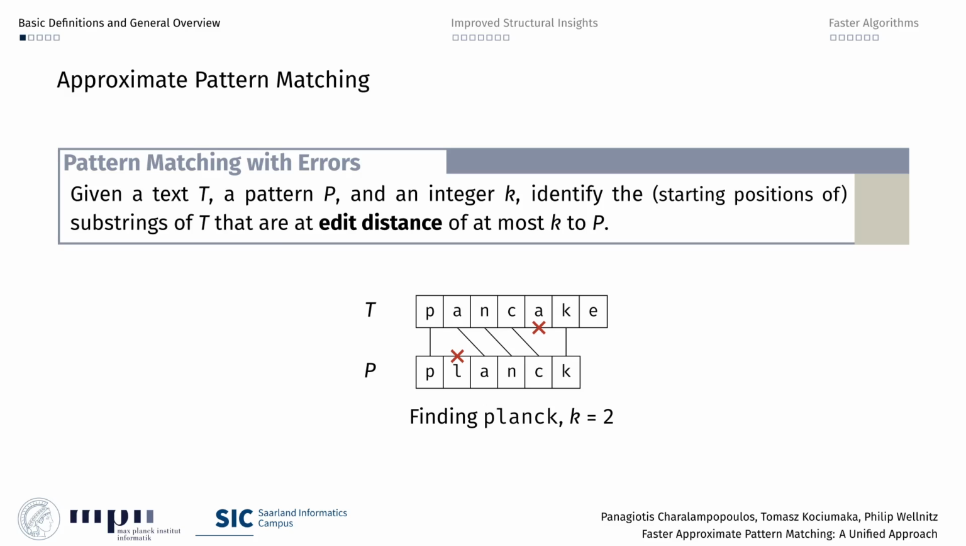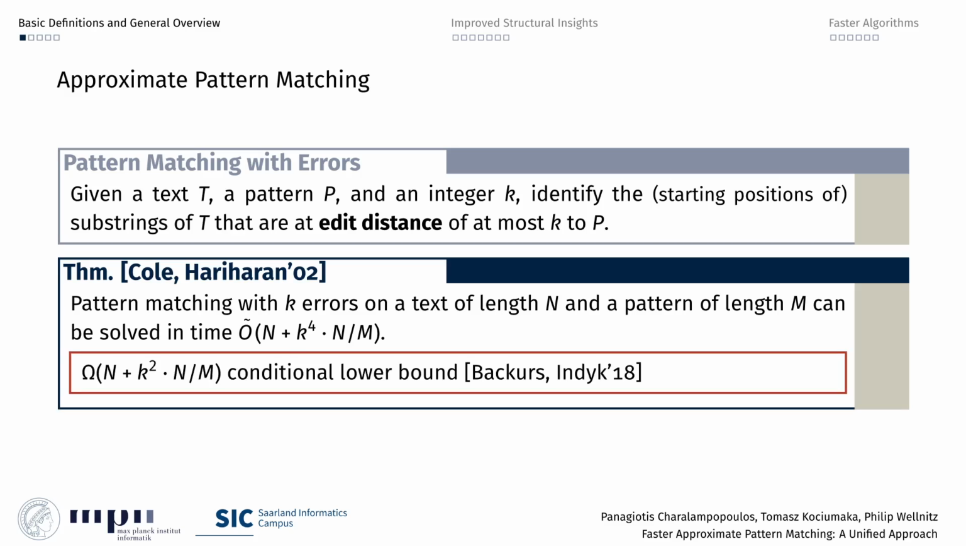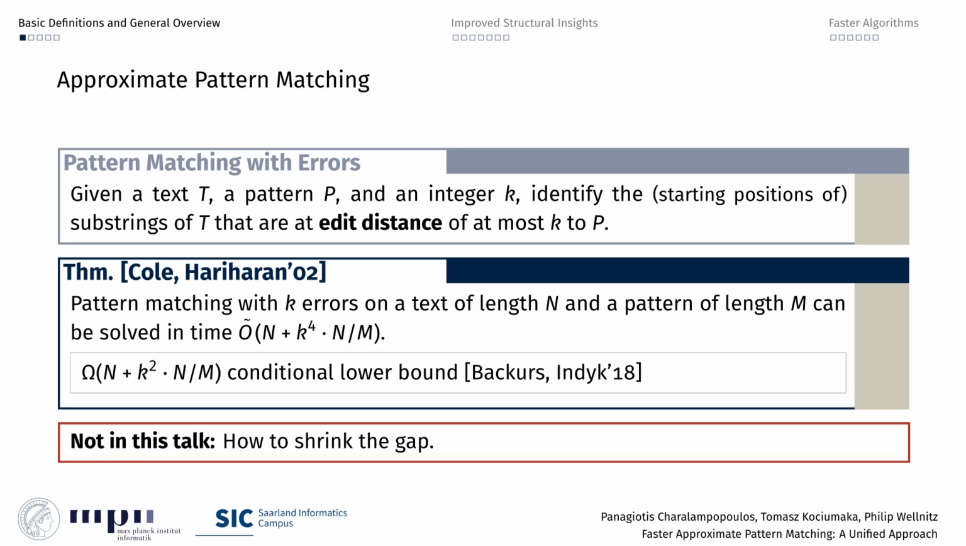Again, we are not the first ones to consider this problem, so let me highlight some of the flagship results for this problem. Again, after a long line of research, Cole and Hariharan gave an algorithm solving this problem in time linear in the length of the text, roughly biquadratic in k. From the lower bound perspective, however, the highly celebrated result by Backurs and Indyk for computing the edit distance of two strings only rules out algorithms faster than roughly k squared. I'm sorry to disappoint you, but we still don't know how to shrink this gap.